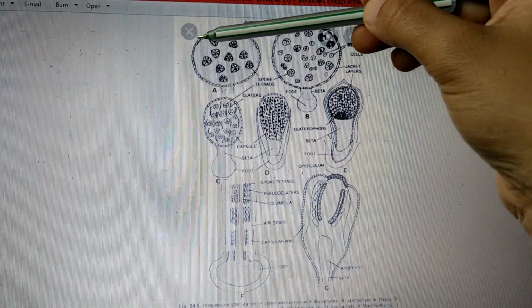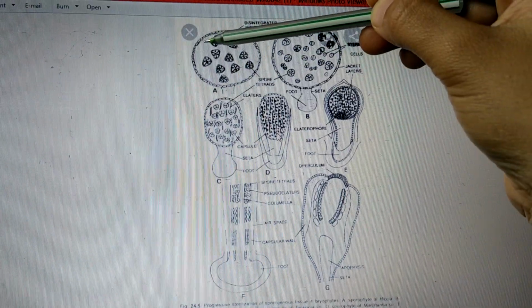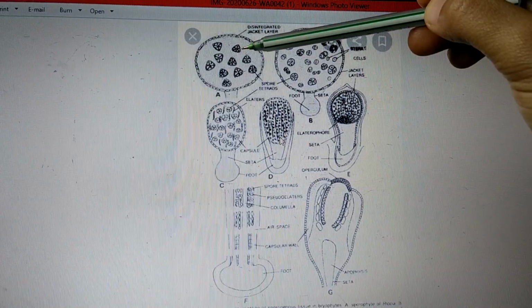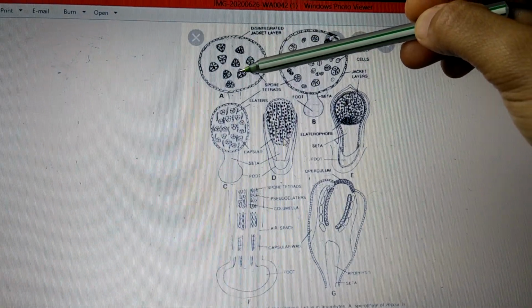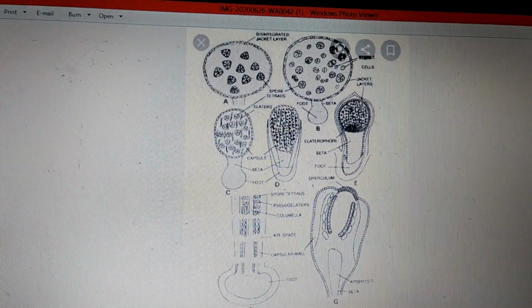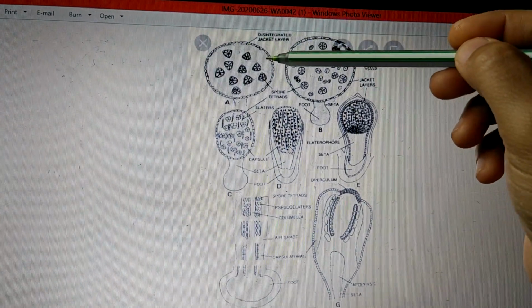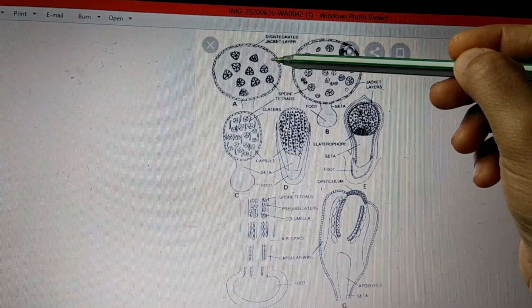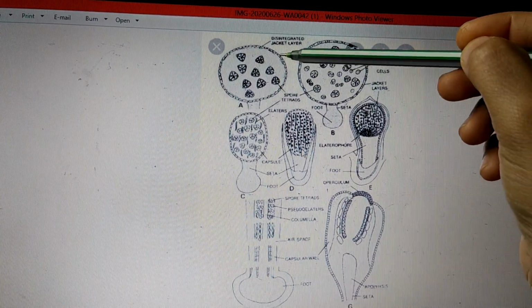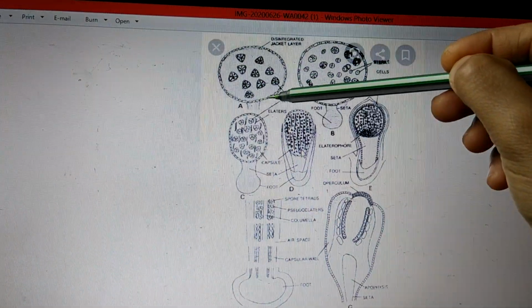So here we have this sporophyte, which is very simple and the basic form of sporophyte, we can say. Why? Because there is a complete absence of a foot as well as seta. So this is the example of Riccia. The sporophyte of Riccia, this one, is very simple. There is no foot, there is no seta. What we have is this globous body, which we are going to call a capsule.